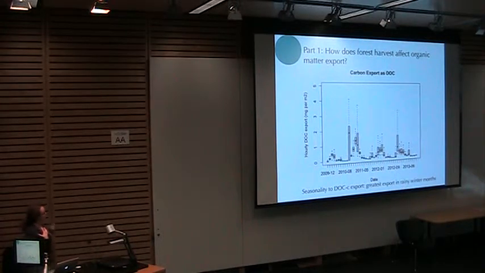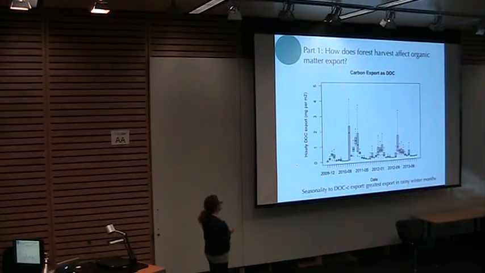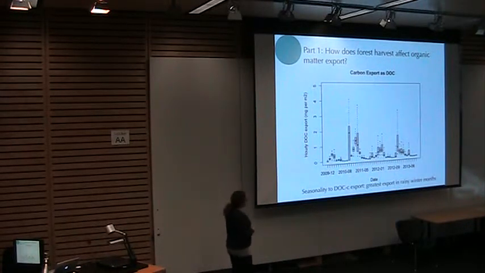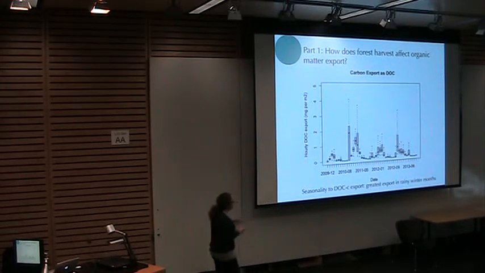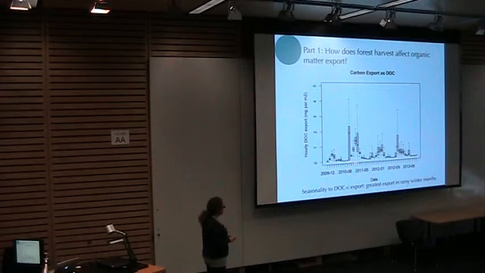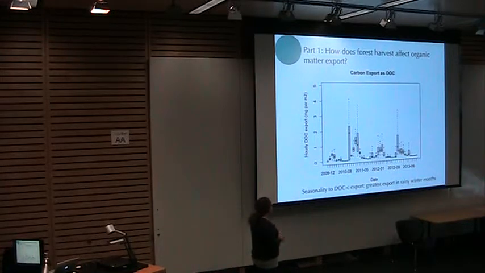So is more carbon being exported in the post-logging period? This is a monthly mean of the hourly DOC export in milligrams per meter squared of the watershed area itself. And what we can see from this trace over time is that there's a strong seasonality to this export. We can see that it's quite prominent in the rainy winter months, when the majority of export is actually happening, which makes sense. We have more water falling on the soil, and more soil carbon being exported.